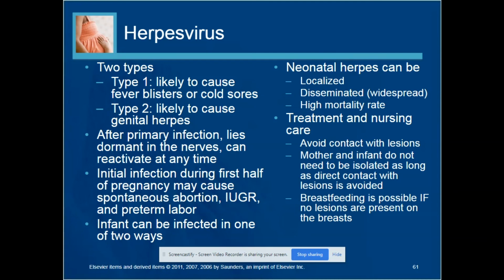The initial infection during the first half of pregnancy could cause spontaneous abortion, intrauterine growth restriction, and preterm labor. The infant can be infected in one of two ways. It could be localized, disseminated, or have a high mortality rate. The treatment and nursing care is to avoid contact with lesions. The mother and the infant do not need to be isolated as long as direct contact with lesions is avoided. Breastfeeding is possible if no lesions are present on the breasts.